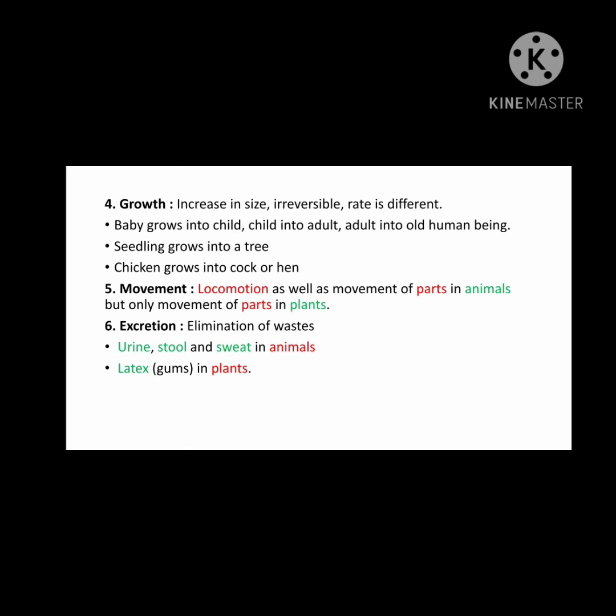But plants cannot move from one place to another, right? But their leaves can move, their parts can move, right? When the wind is blowing, their parts are moving. So plants are unable to carry out locomotion, but their parts are moving.